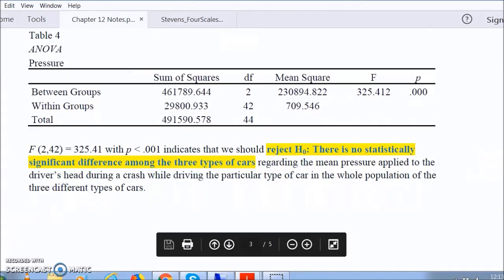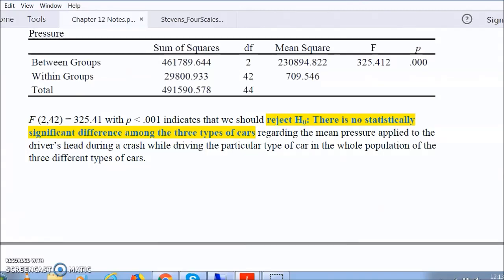that there is no statistical difference between the three cars. There is some statistical difference. That means the mean pressure applied to the driver's head during a crash while driving a particular type of car in the whole population is different for the three different types of cars. There is some statistical difference there. So this is what we've done with ANOVA.